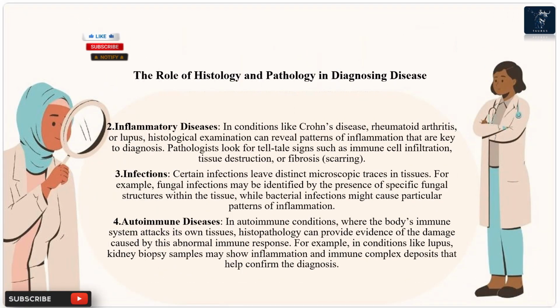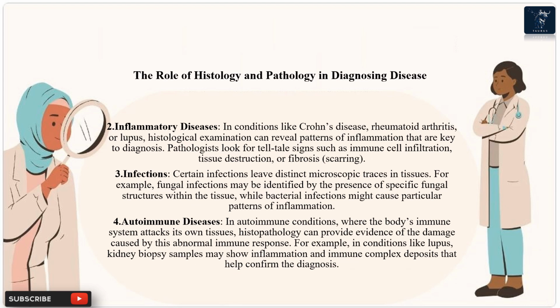Two, inflammatory diseases. In conditions like Crohn's disease, rheumatoid arthritis, or lupus, histological examination can reveal patterns of inflammation that are key to diagnosis. Pathologists look for telltale signs such as immune cell infiltration, tissue destruction, or fibrosis, scarring. Three, infections. Certain infections leave distinct microscopic traces in tissues. For example, fungal infections may be identified by the presence of specific fungal structures within the tissue, while bacterial infections might cause particular patterns of inflammation.